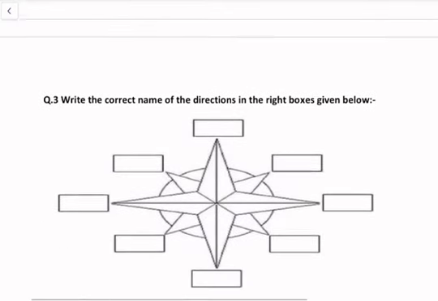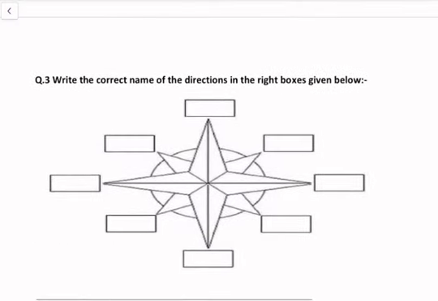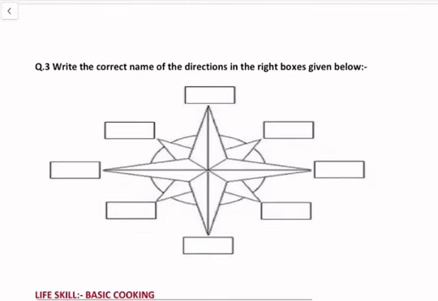Question number 3. Write the correct name of directions in the right boxes given below. So we will write east on the right side, west on the left side, north, and south.